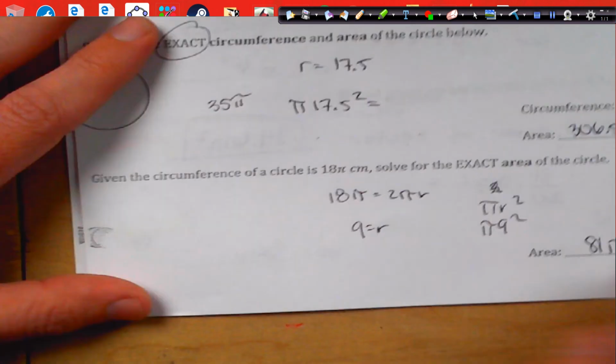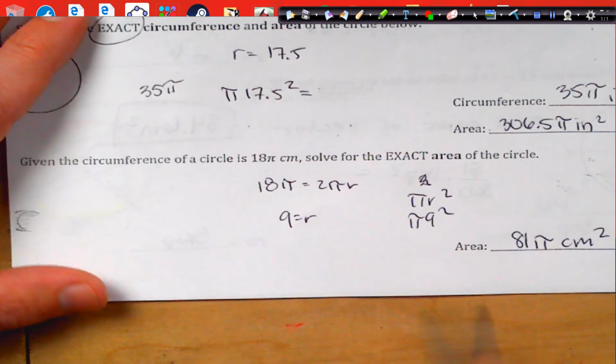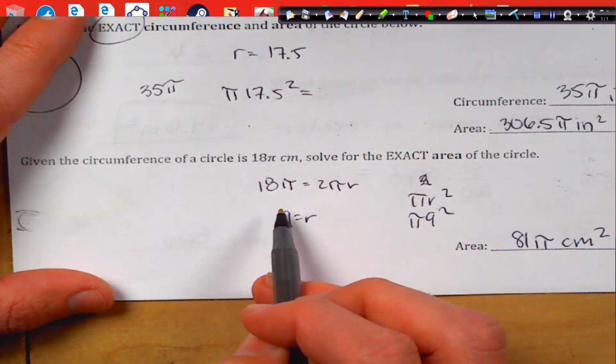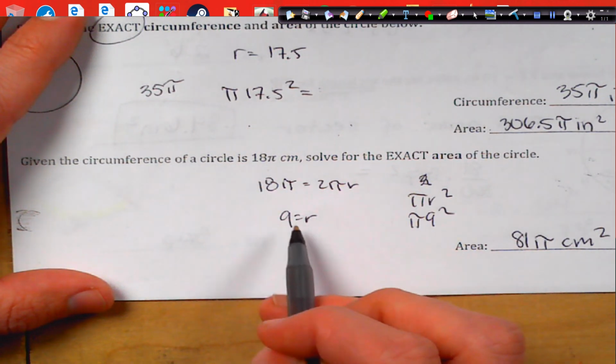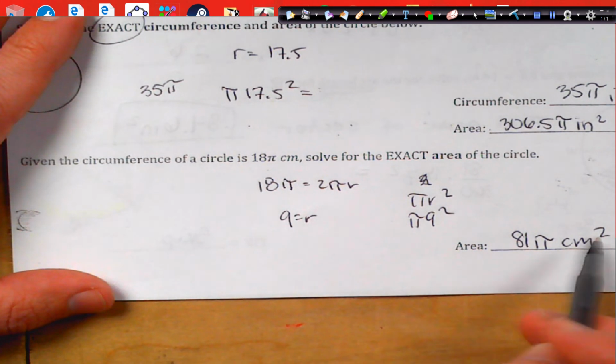Given the circumference of a circle is 18 pi, find the exact area. So I just set 18 pi equal to 2 pi r. I divided by 2 pi, so 18 divided by 2 is 9, and the pi is canceled. You get r equals 9, and then we just put in the area formula, and we got 81 pi square centimeters. That is page 1 of 6 pages.